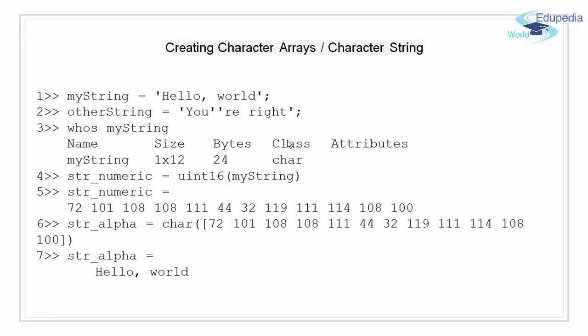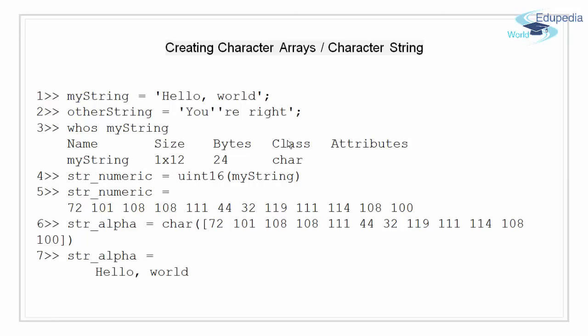Functions such as integer functions, especially the unsigned integer functions, convert the characters to their equivalent numeric codes. This has been demonstrated in line number 4 and 5. The myString variable containing the hello world string is converted into a numeric equivalent using the unsigned integer function, getting a numeric array with values of 72 for H, 101 for E, 108 for L, 111 for O, 44 for space, and so on. The inverse of this numeric conversion is also true.